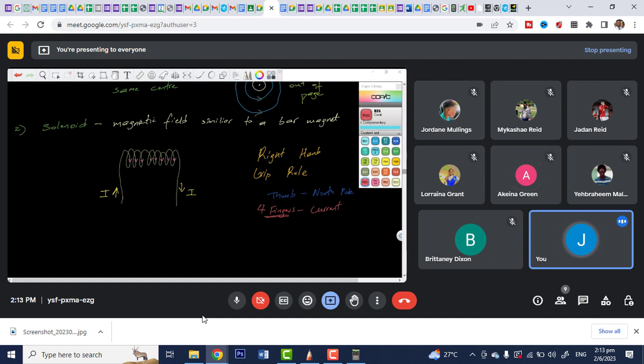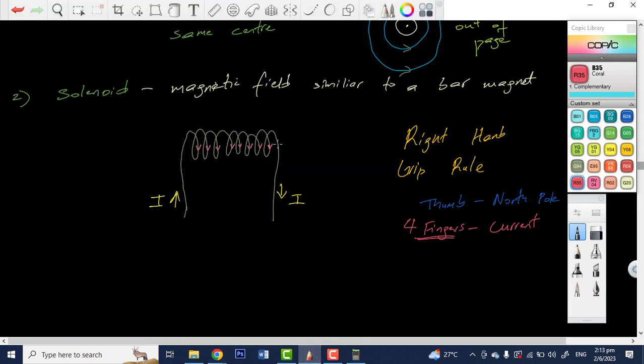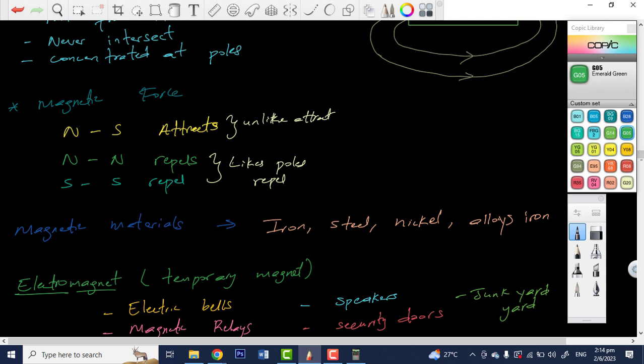And what we say now is that the thumb indicates where the North Pole is. So where would the North Pole be on this diagram, on this solenoid? To the right. Because your thumb is pointing to the right, so this will be your North Pole. So the North Pole will be right here. And if this is the North Pole, automatically this would be the South Pole.